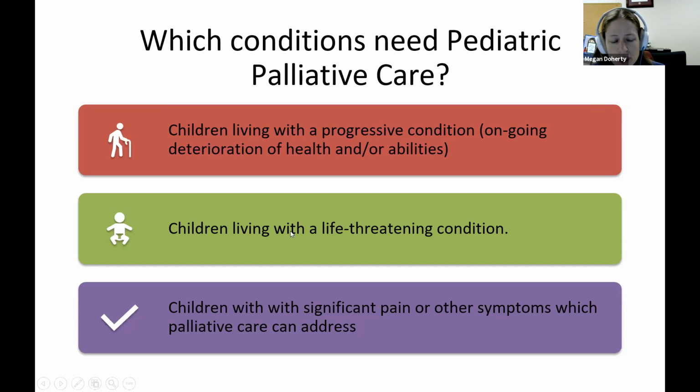And then the third category where we get involved is children who have significant pain or other symptoms, which palliative care can address. So for example, not that common in Bangladesh, but children with sickle cell disease. They have so much pain and palliative care gives expertise in pain management. So often we help those children, even though maybe the child doesn't have a life-threatening or life-limiting illness. We need to also help those children with their symptoms.